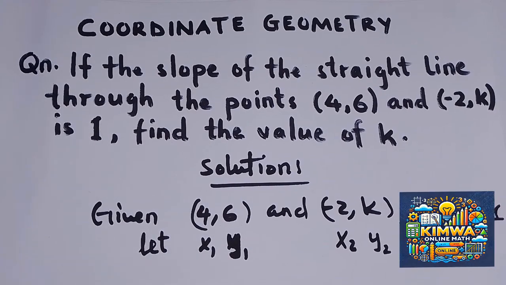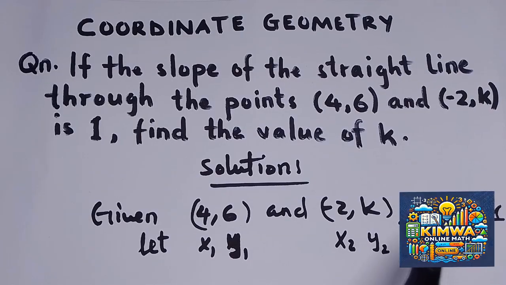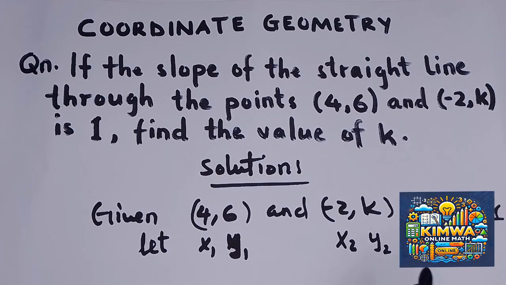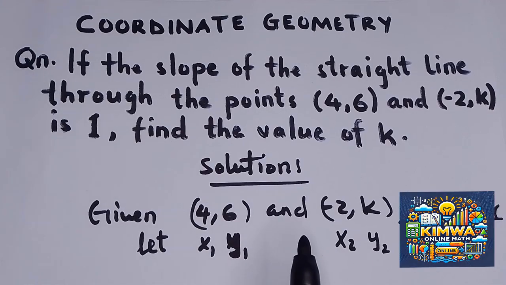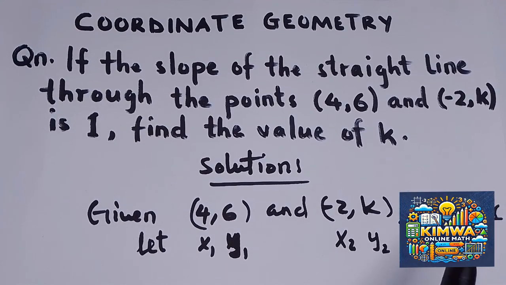And we know that we have been given the slope of the line which is passing through these 2 points, which is 1.